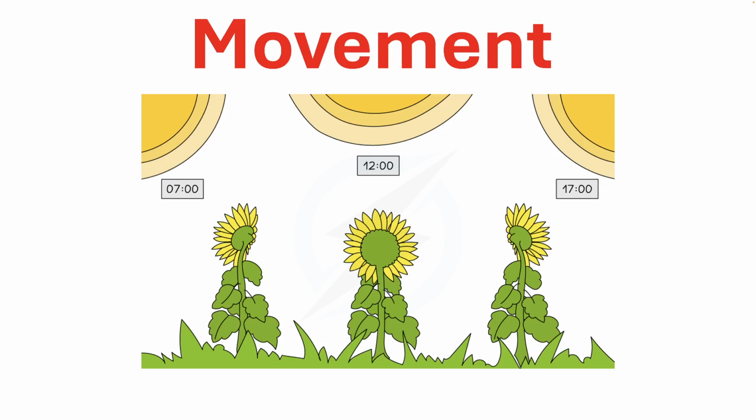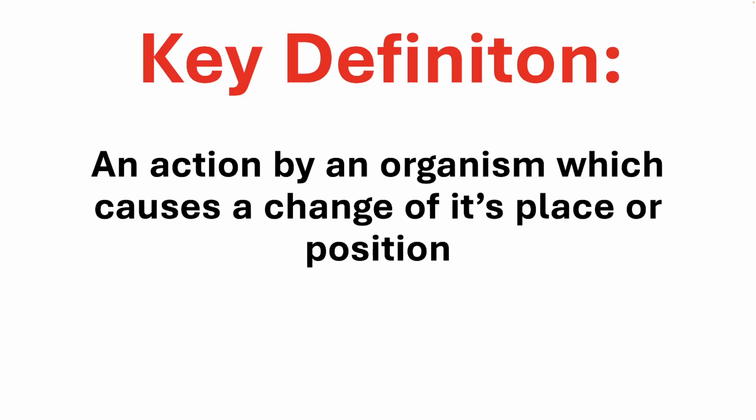It's not the same actions of muscles and movement that animals do, but they can grow slowly towards a source of light like you see on the screen, or grow their roots in the soil and spread them out to find water. So, to sum it up, movement is an action by an organism which causes a change of its place or its position. Next up is R, respiration.